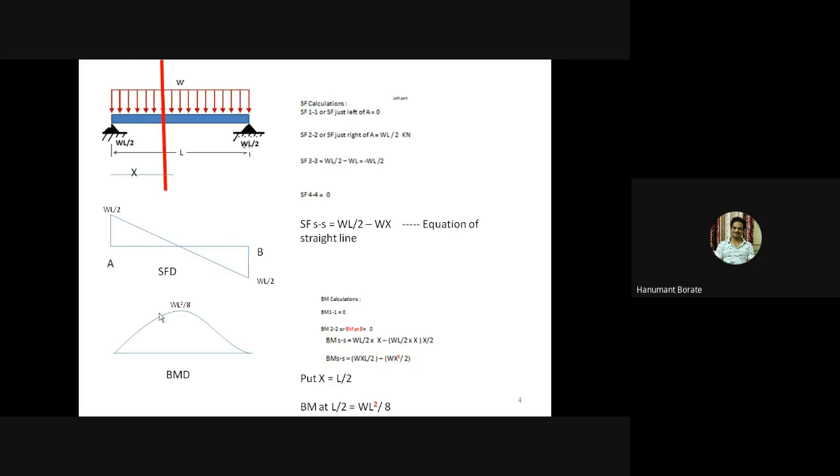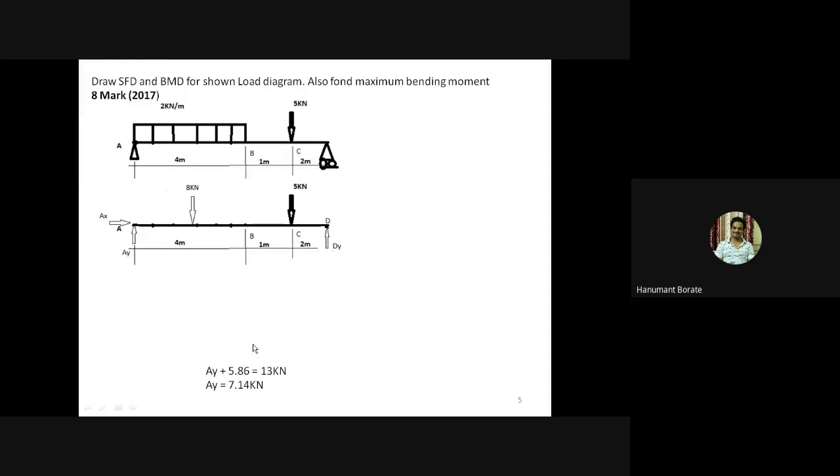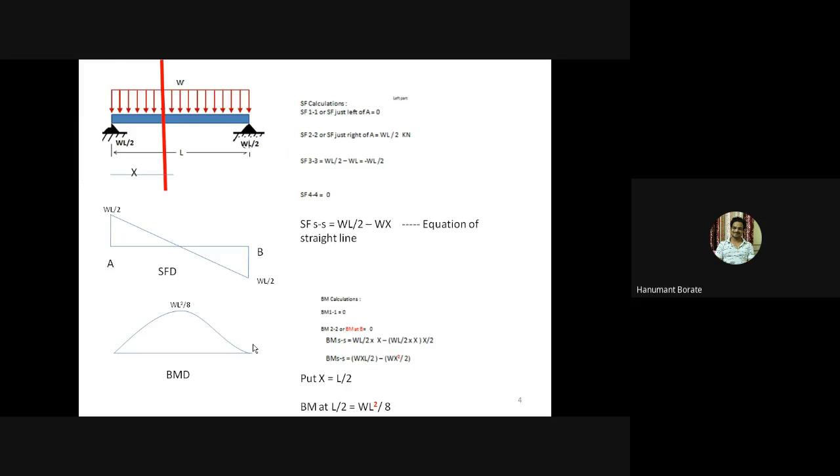And the nature of the bending moment diagram is a second degree curve. Why a second degree curve? Because if we take a section in between the UDL span and observe this equation, that equation shows that bending moment varies with respect to power of 2. So due to that, here we need to draw a second degree curve. So this is related to the bending moment. Okay.